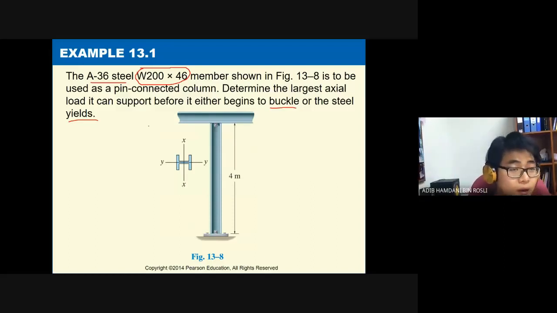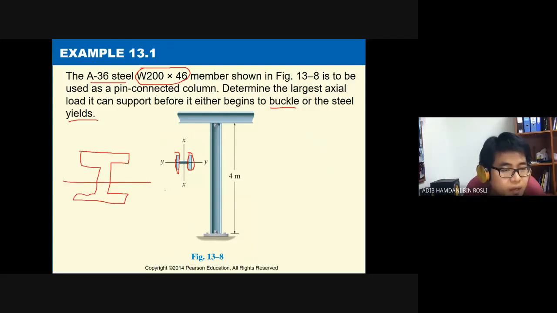So for this W200 times 46, you have this kind of I beam. W is because it's a wide flange beam. Flange is this. I hope you understand by now because you have seen this in chapters 6, 7 and 8 as well, of course. So here you define XX like this, YY like this. Actually, you can define it any way, but in your data sheet, for this kind of wide flange beam, this is XX and the other one is YY.